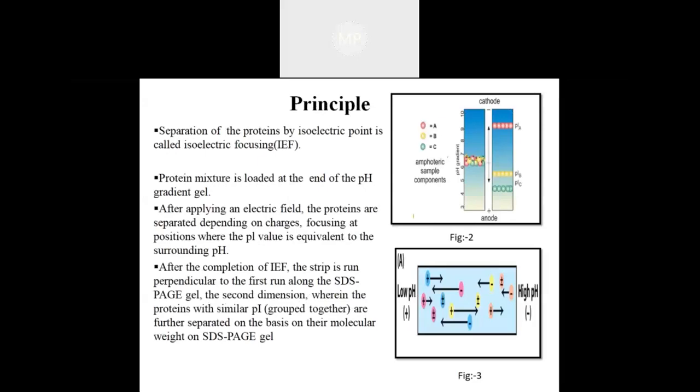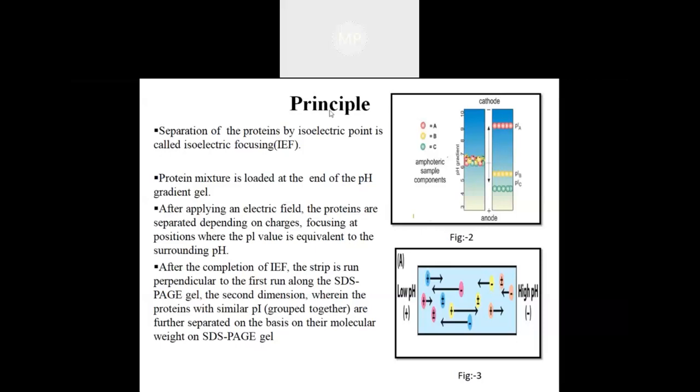Now moving to the upcoming slide, this is the principle behind isoelectric focusing. In isoelectric focusing, we use isoelectric focusing strips of different pH, and mainly isoelectric focusing is done in flattened gels. From figure 2, we can see that in isoelectric focusing gel electrophoresis, there is the use of ampholytes, and the ampholytes are used to create the pH gradient.